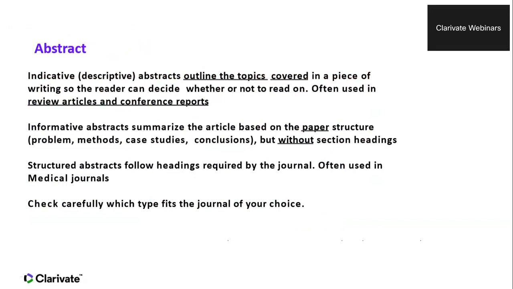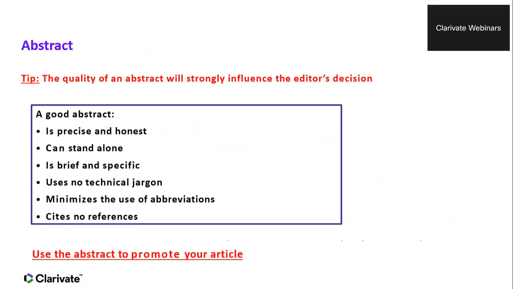If you want your research to be cited, to come up in other people's searches, your abstract should be very, very precise. It should cover the essence of the paper. When you're writing the abstract, also check carefully what is required by the journal of your choice. The quality of an abstract strongly influences the editor's decision. An abstract is precise and honest. It does not use technical jargon and does not cite references. Please do not cite any references in your abstract.